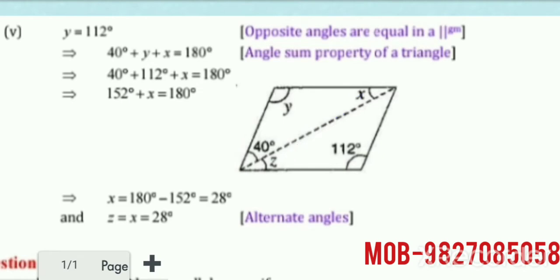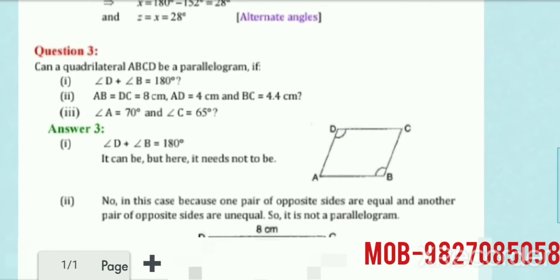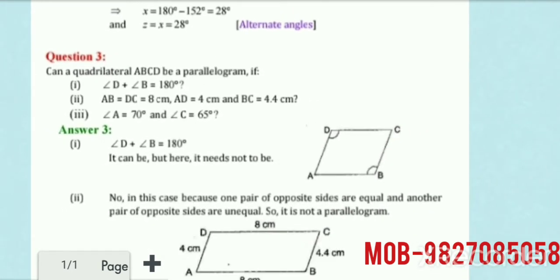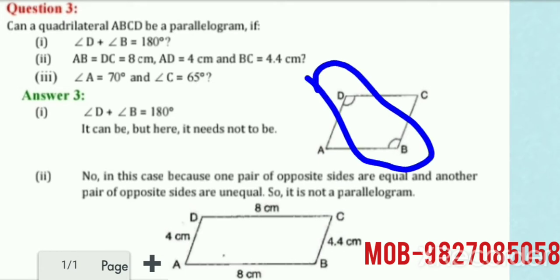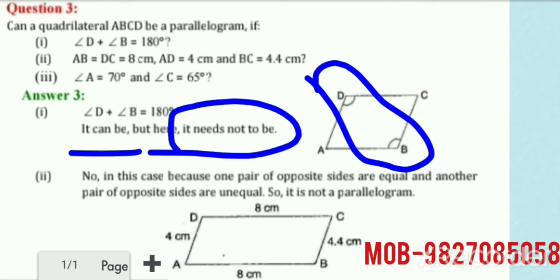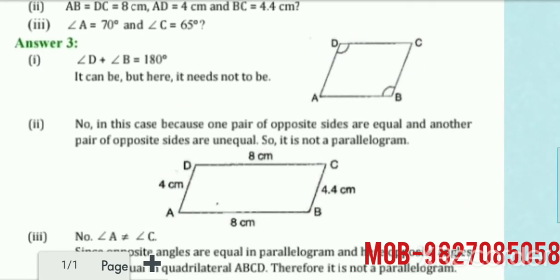Okay. Now question number 3 is: can a quadrilateral ABCD be a parallelogram if angle D plus angle B is equal to 180, and AD and DC are equal, and AD is equal to 4 and BC is equal to 4.4? Here 3 questions are given, and we have to give reasons for them. So here according to the question, angles D and B are 180, so it can be, but here it does not need to be. It can be, but there is no such requirement that it must be 180.